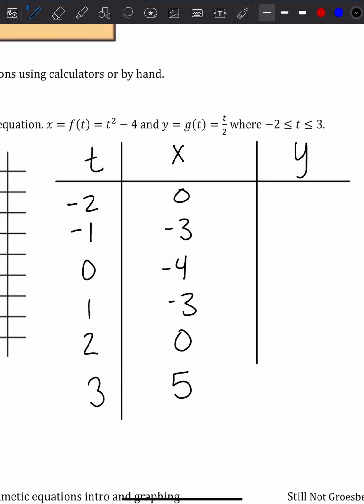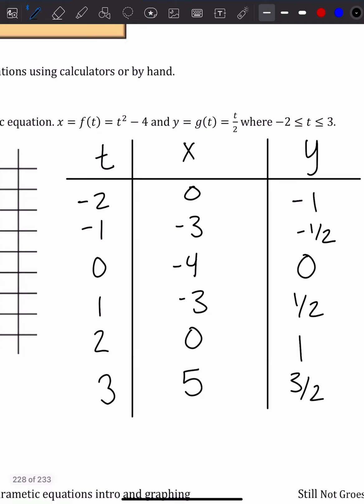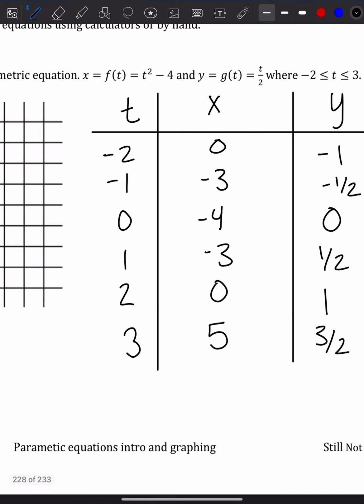Now we're going to look at y. So we have t divided by 2, so we have -2 divided by 2, which would give us -1. We have -1 divided by 2. We have 0 divided by 2, 1 divided by 2, 2 divided by 2, and 3 divided by 2. So we used t to help us look at what x is and what y is when we want a singular point, but now when we graph this, we're only going to be graphing x and y, and we're going to be graphing them like we normally would x and y. So the first thing I'm going to do is draw my graph.